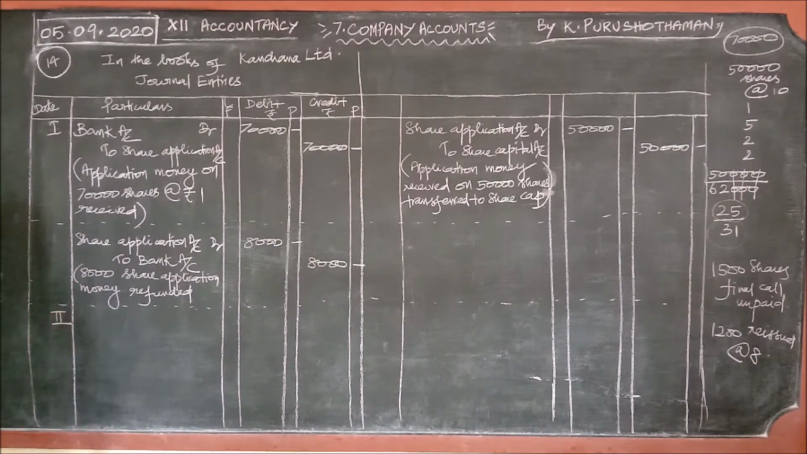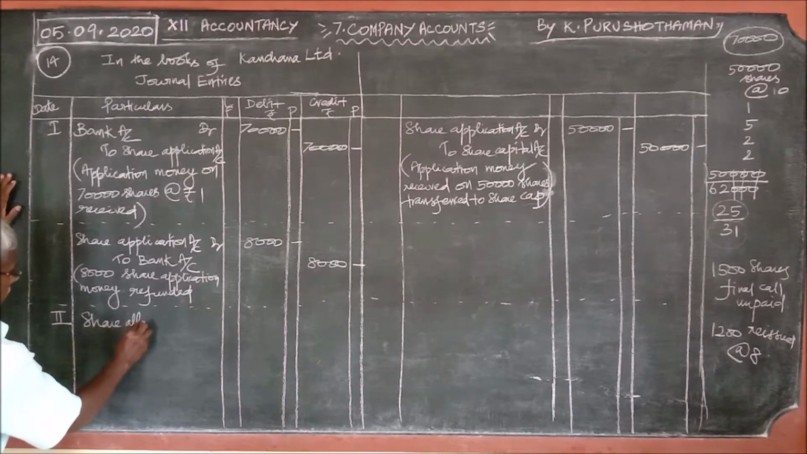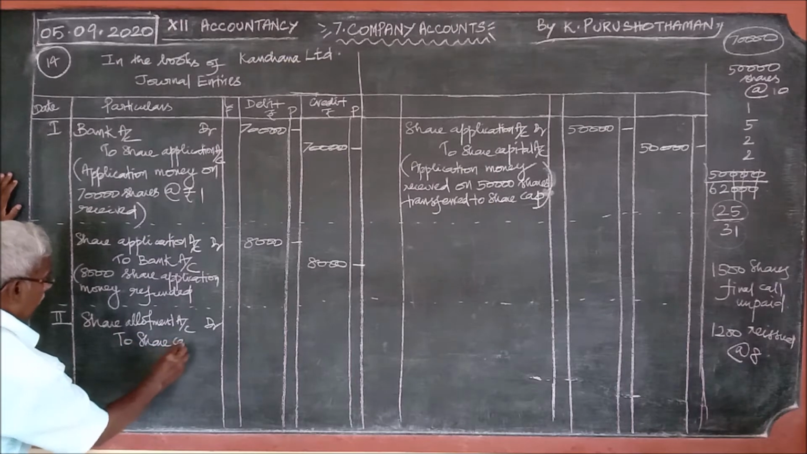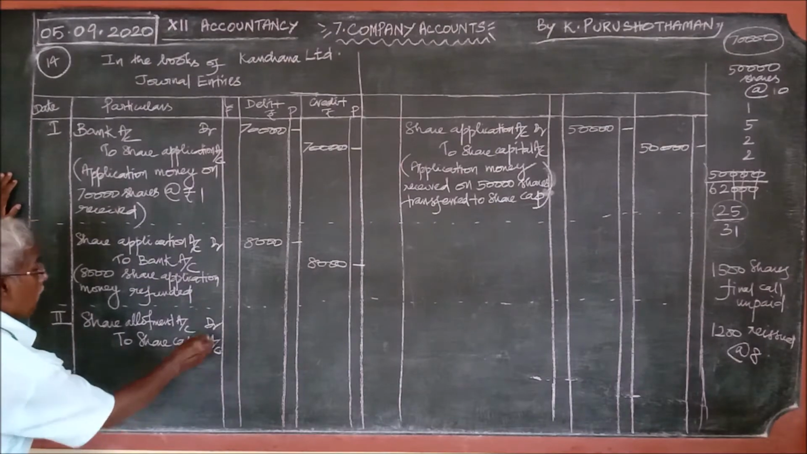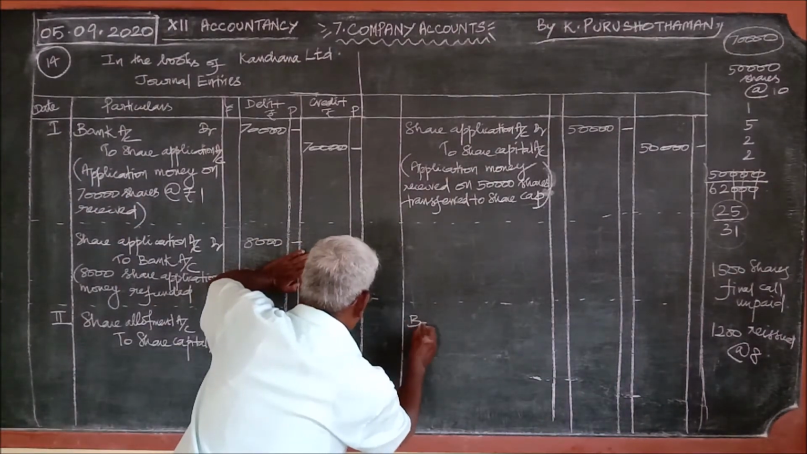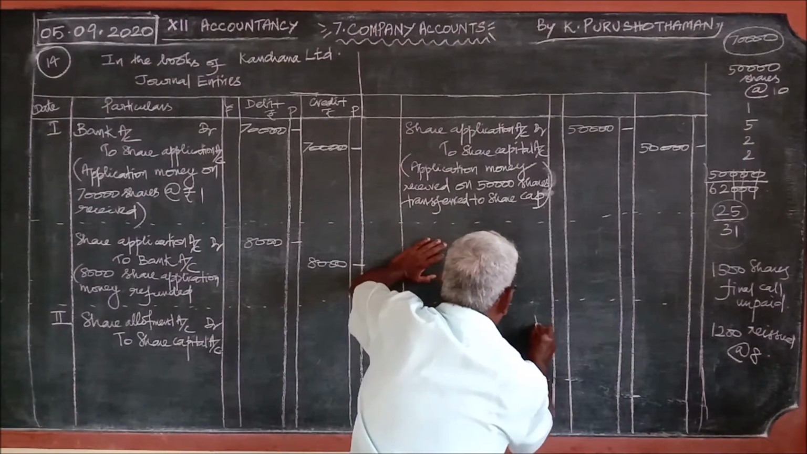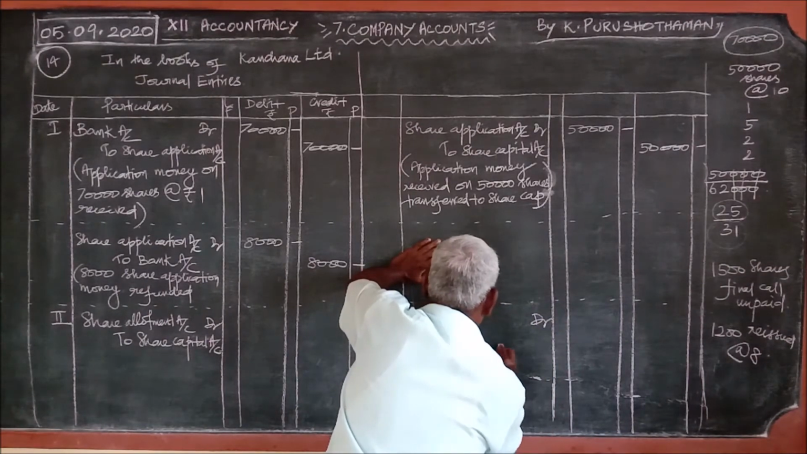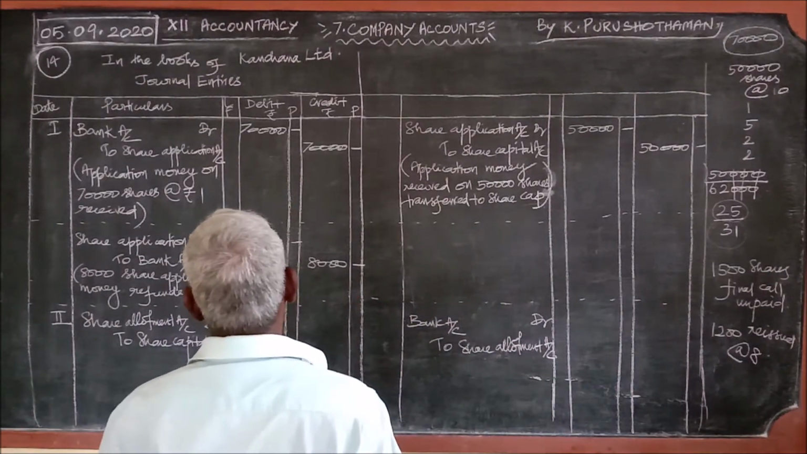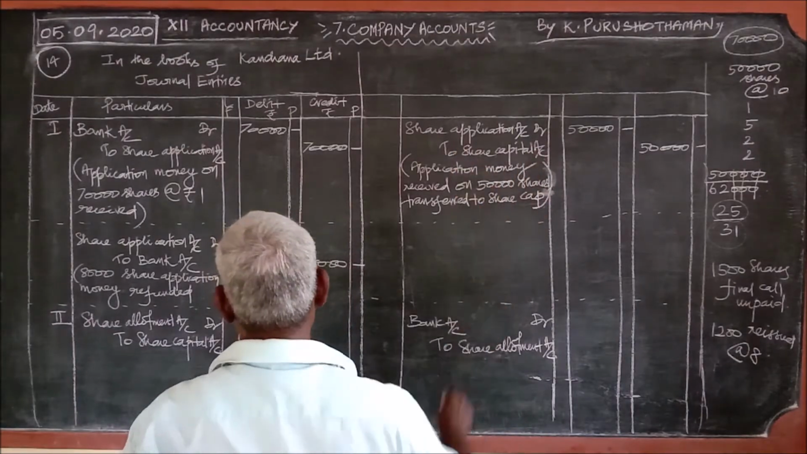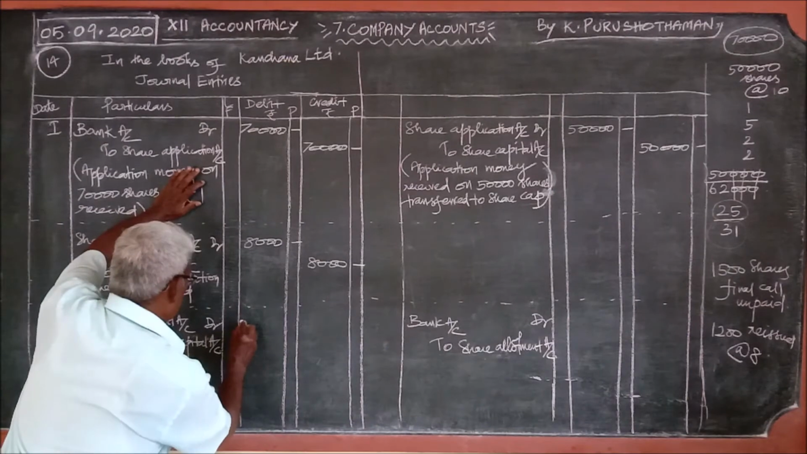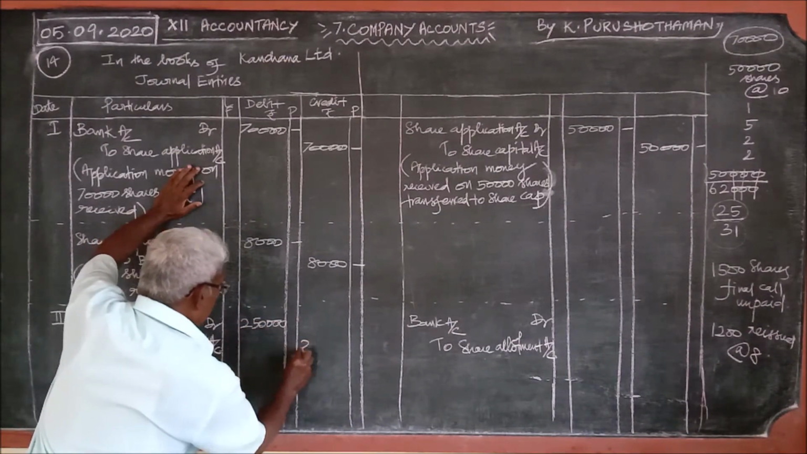In the second stage, share allotment account debit to share capital account. And there, bank account debit to share allotment account. Generally, for 50,000 shares, only 50,000 shares were issued by the company, therefore 50,000 into rupees 5, 2,50,000.